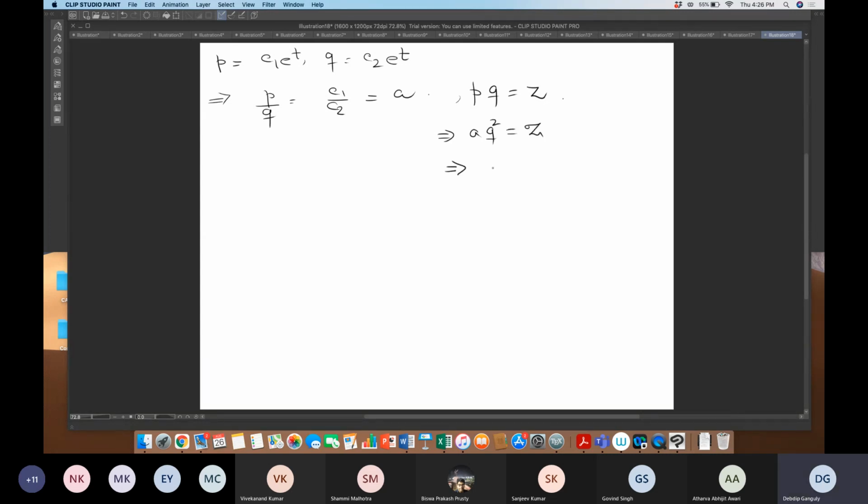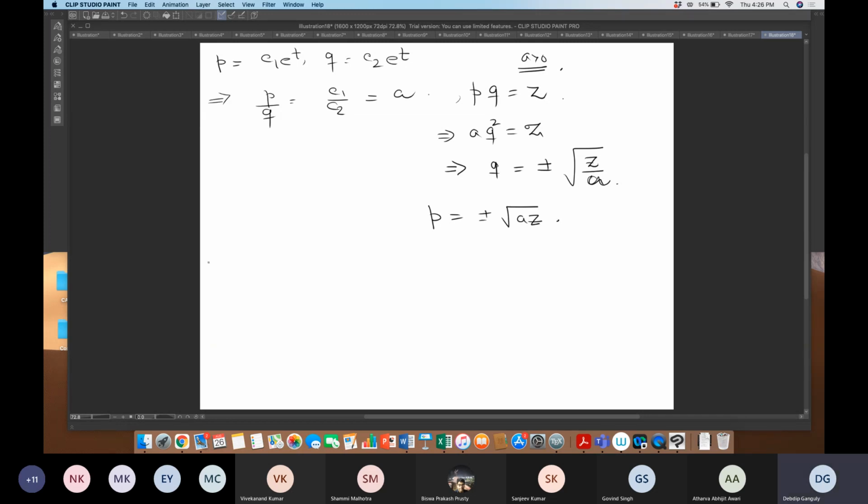And these imply Q is equal to plus minus root over Z by A. Of course, assume Z, A are all positive. Assume, otherwise we can't do this. So for A positive, okay, good. Now what is P? You can substitute Q equal to P by A. If you do that, you will get P equal to plus minus root over AZ.